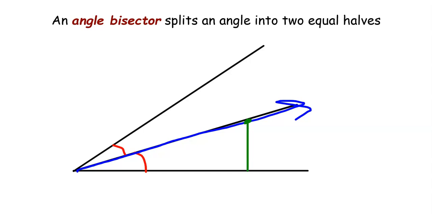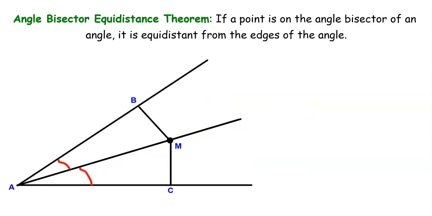So if we drew perpendicular lines, or perpendicular segments, from the point to each of the edges of the angle there, we could talk about the distance from that point to those edges. And much like perpendicular bisectors that have an equidistance component to them, so do angle bisectors. And the angle bisector equidistance theorem says that if a point is on the angle bisector of an angle, it is equidistant from the edges of that angle.